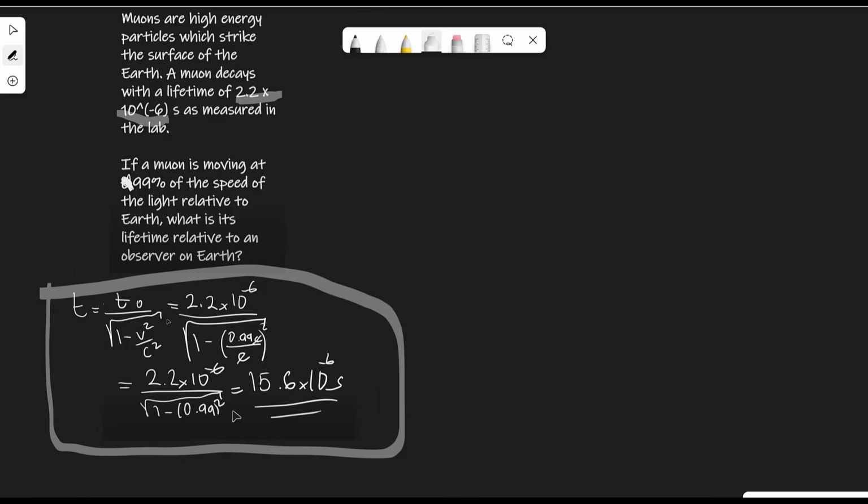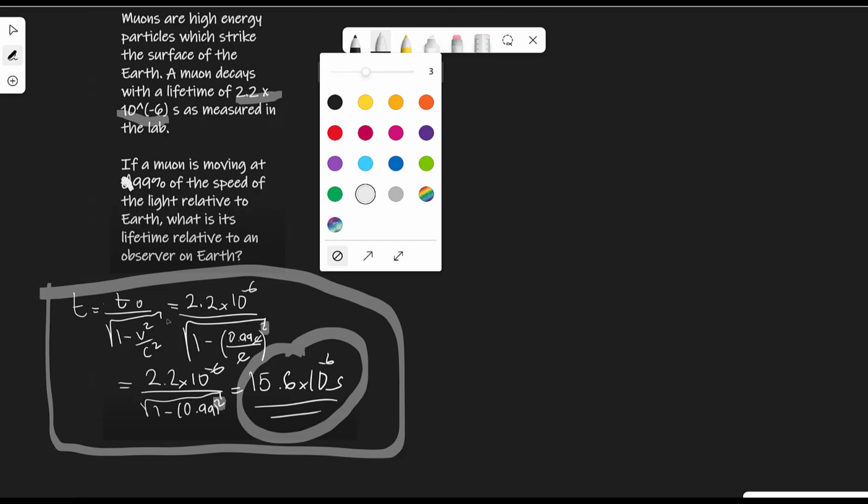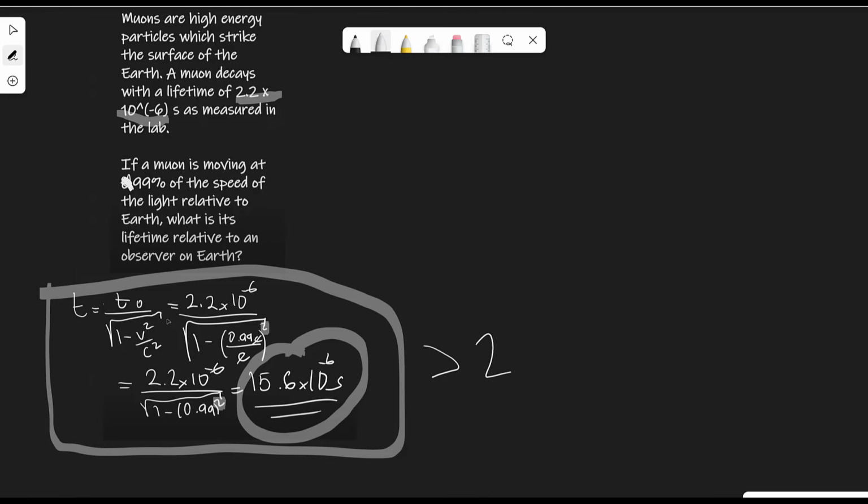Be aware that a really common mistake in exams here is just simply to forget this square. Now, this will lead us to a time of 15.6 times 10 to the power of minus 6. This here is so much larger than 2.2 microseconds, and in fact experimentally proves time travel. The time slows down when you're traveling close to the speed of light with reference to a stationary frame.